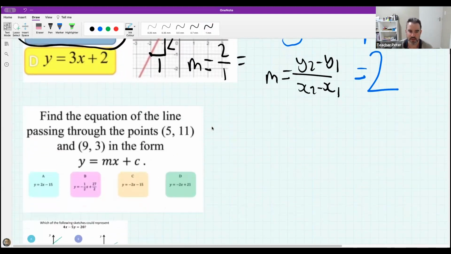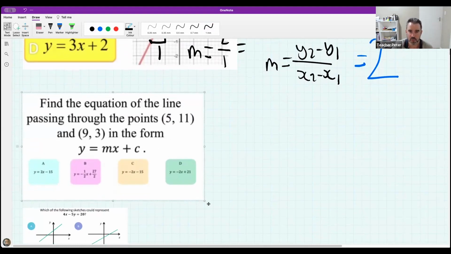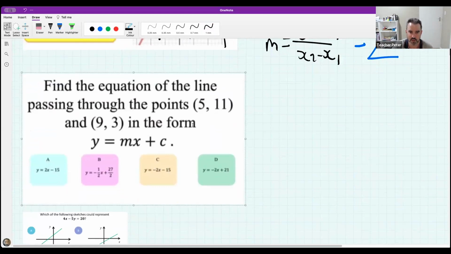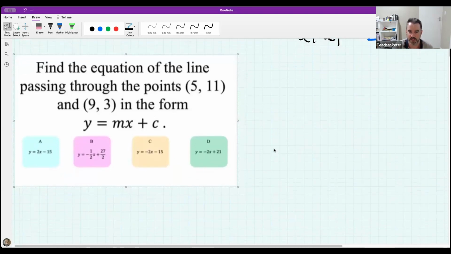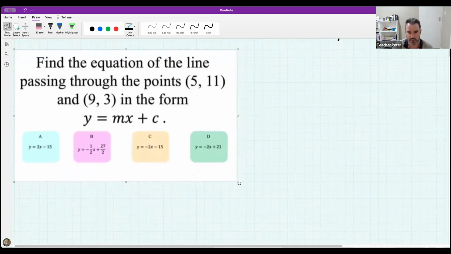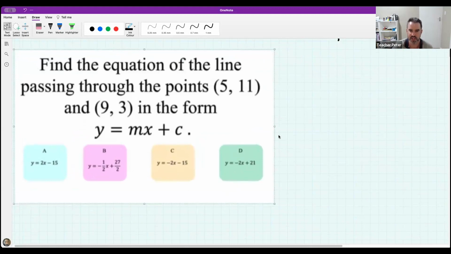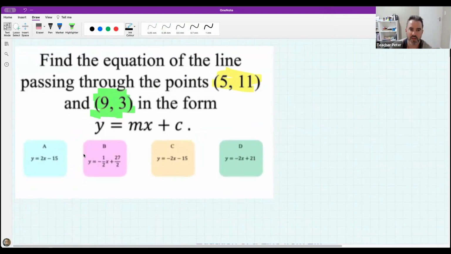All right. Now, let us go to another question dealing with straight lines. If I am trying to find the equation of the straight line, what should my first step be in answering this multiple choice question? I want everyone to tell me in the chat, what should step 1 be for finding the equation of the line passing through the points (5, 11) and (9, 3)? Pop what you think I should do first in the chat. And then once we've got a plan of action, we can decide which answer.